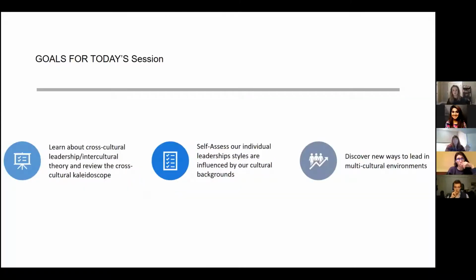So we do have some key goals for today. We want to make sure that you walk away with an understanding of cross-cultural leadership and also intercultural communication theory, as well as the cross-cultural kaleidoscope that I mentioned. We also are going to do a little bit of reflection and self-assessment of our leadership styles that are influenced by our cultural background. So thinking about the quiz results and how maybe your cultural background has played a role in that.